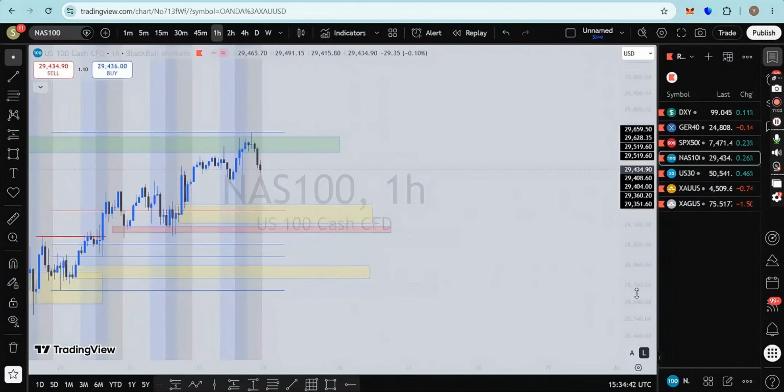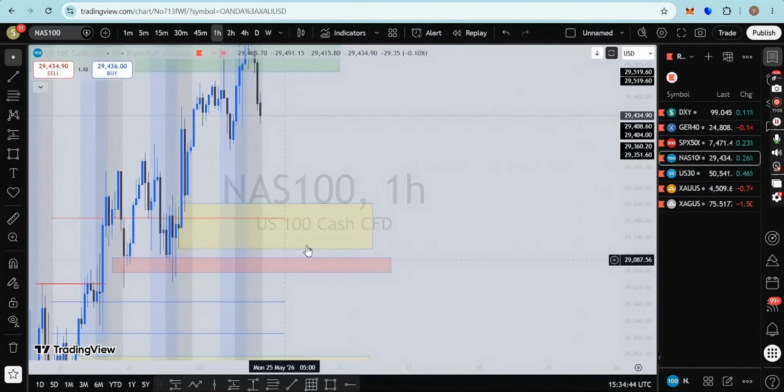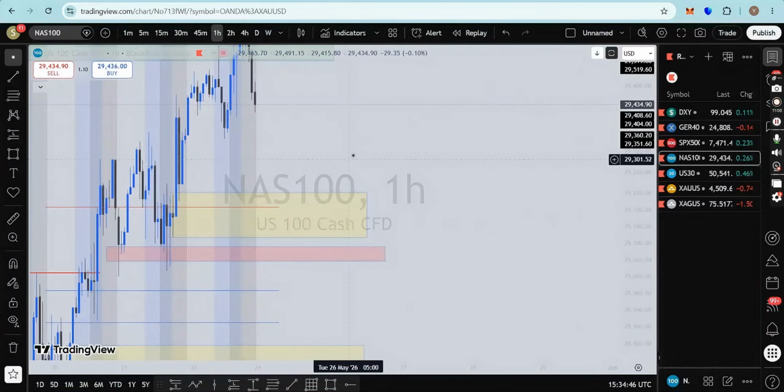So what am I looking for? I'm looking forward to seeing price come into my zone, my point of interest. Look for some entry on the 15-minute time frame. Then, bam, I ride on with the trend. I don't trade against the trend.